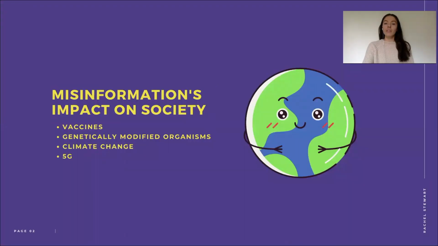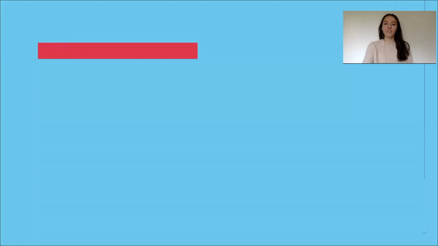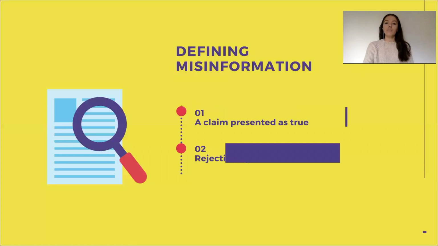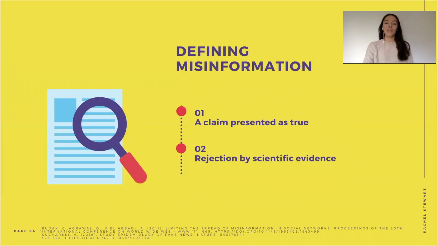Now, it's not just beliefs about climate change infected by misinformation. We see this across health issues like vaccines, consumption of genetically modified organisms, physical issues such as climate change and 5G, and even political matters. A common definition of misinformation contains two key elements. Firstly, a claim that is initially presented as true, and secondly, its rejection by the scientific evidence.